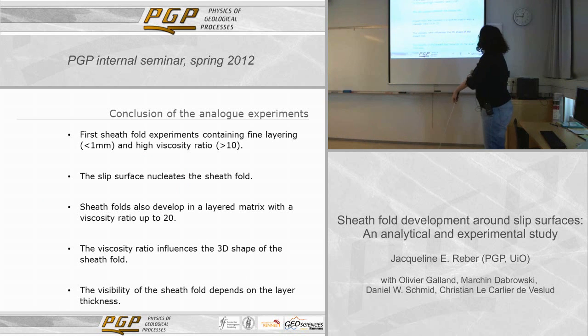So, to conclude the things we did in the analog experiments, we were basically the first ones who managed to produce sheath folds in a relatively fine layered matrix with a viscosity ratio over 10. And that's rather cool because before, people just claimed it's not possible to have that. We can show once more that slip surfaces nucleate the sheath fold. We see that sheath folds develop in layered matrix with viscosity ratios up to 20. And we see that this viscosity ratio influences the 3D shape of the fold, and that the visibility of the sheath fold depends heavily on the layer thickness.